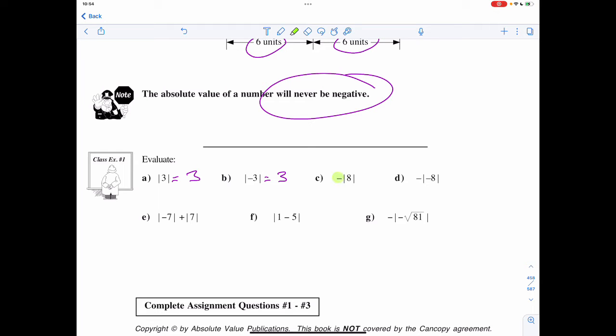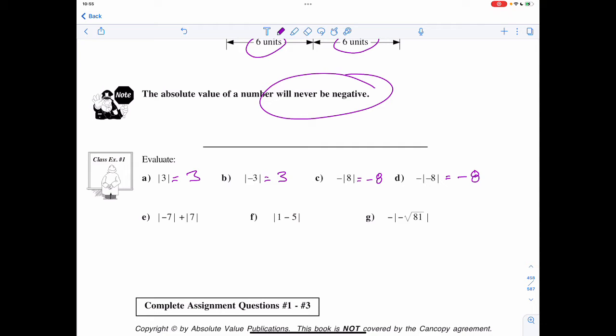When I see something where it has a negative outside of the absolute value bracket, then this is going to give me the negative of the absolute value of 8, which is negative 8. Think of it as the same as multiplying whatever the solution is by negative 1. That means that if I take the negative absolute value of negative 8, well, the first step would be that the absolute value of negative 8 is positive 8, and then I would multiply it by a negative again.